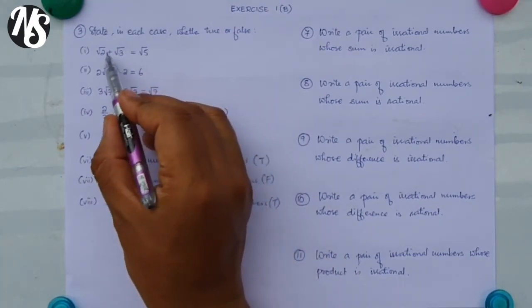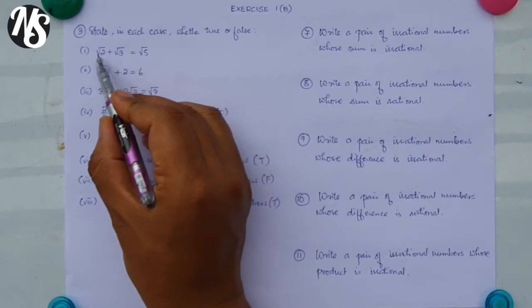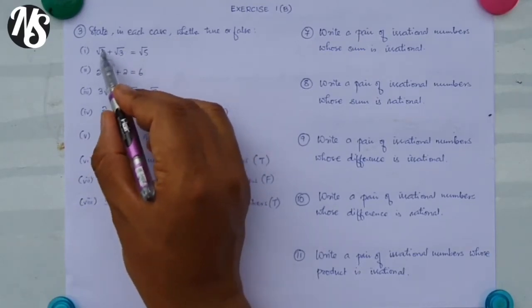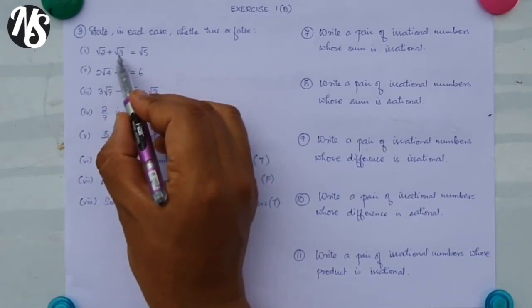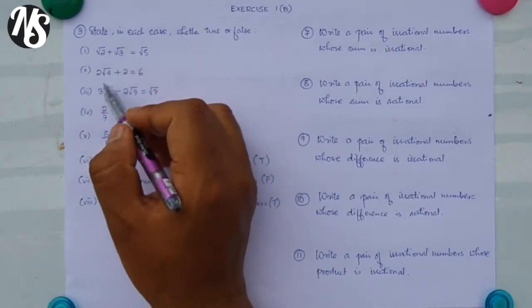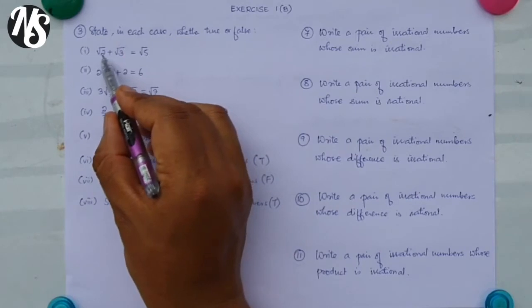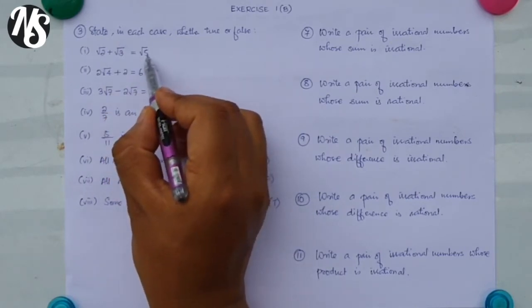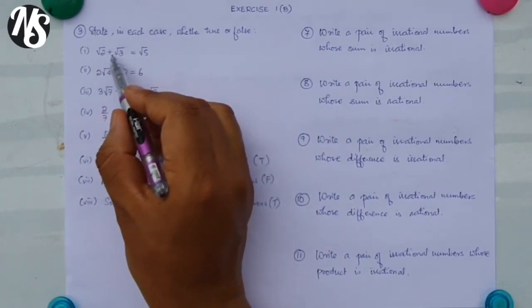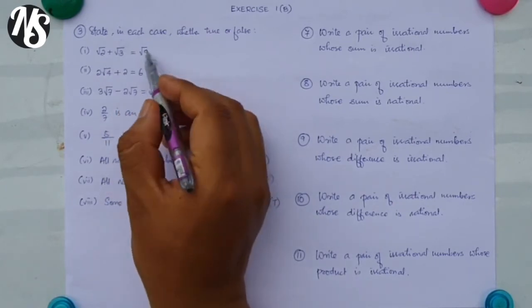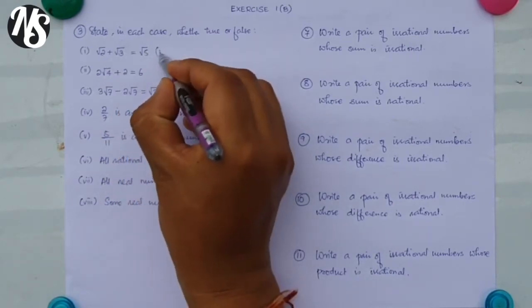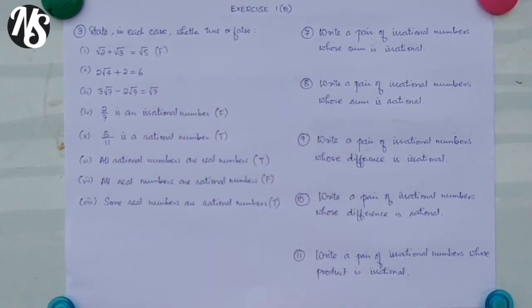Now remember, whenever there is a plus sign between two irrational numbers, you cannot add the numbers within the square root sign. So 2 plus 3 gives us 5, you know that, but root over 2 plus root over 3 will not be equal to root over 5. Remember this. So it is always false.